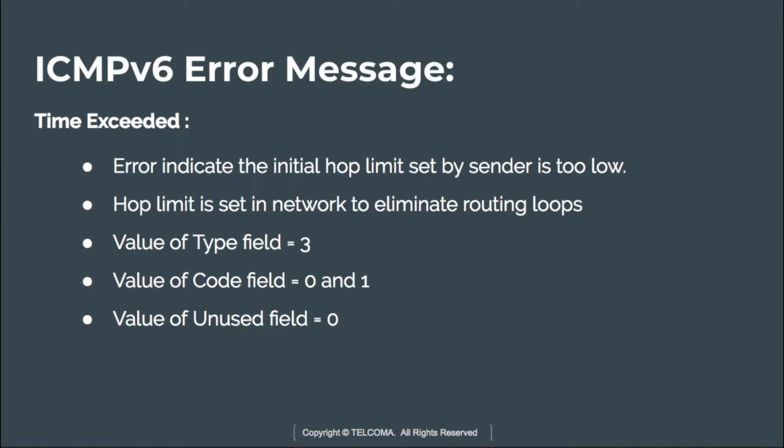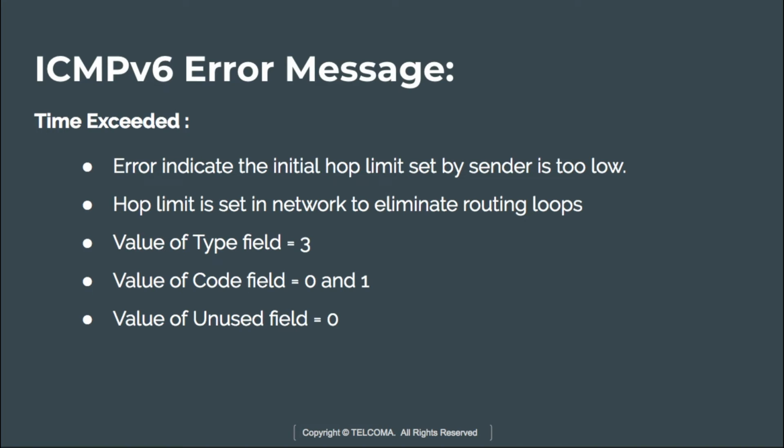So here the time exceeded error indicates that the initial hop limit set by the sender is too low. It means the sender set a hop limit that is very low compared to the number of hops between the source and the destination. The hop limit is set in the network to eliminate routing loops.